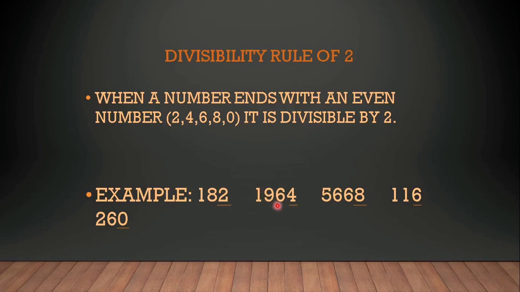And number 2, for example, 1964 is divisible by 2 because it ends with an even number.